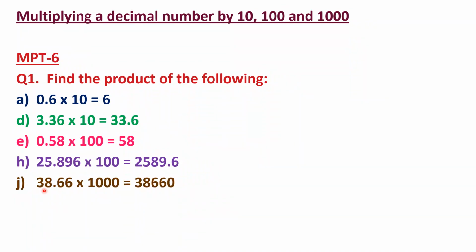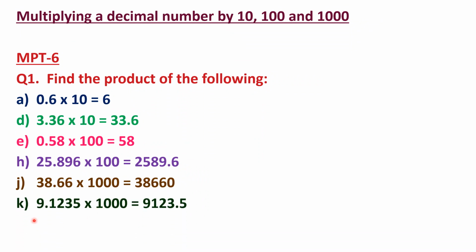Next question is 38.66 into 1000. Now 1000 has three zeros. So we will shift the decimal point three digits towards the right hand side. So we have 6 and 6, two digits only. So we will put a 0 and then we will put the decimal point. So our number will become 38,660.